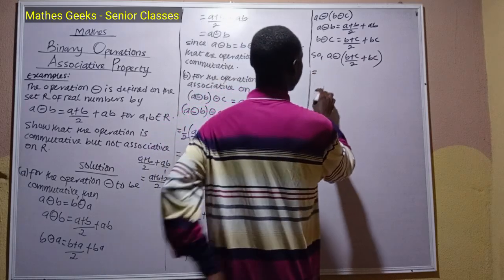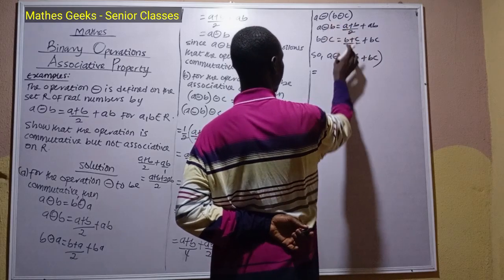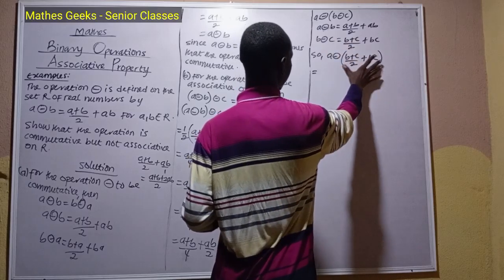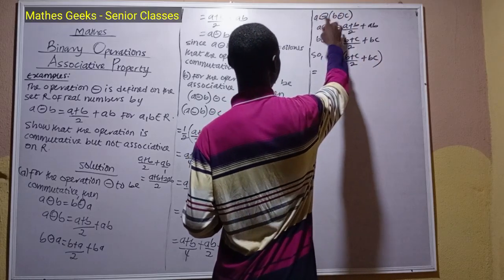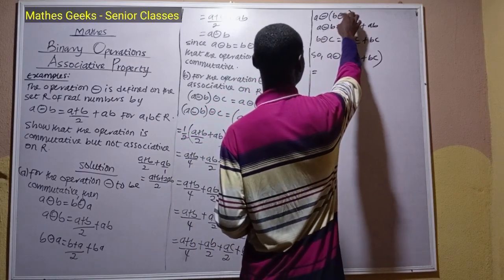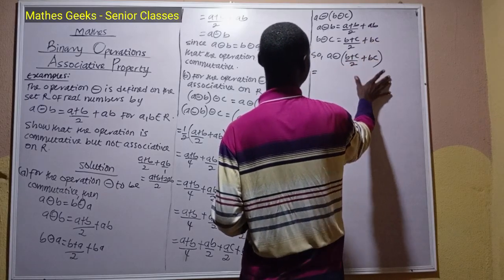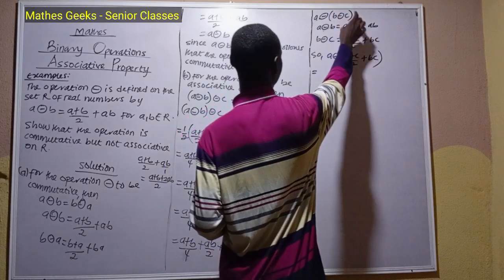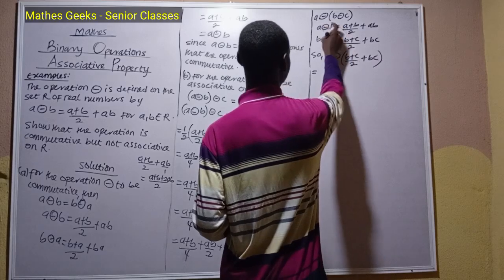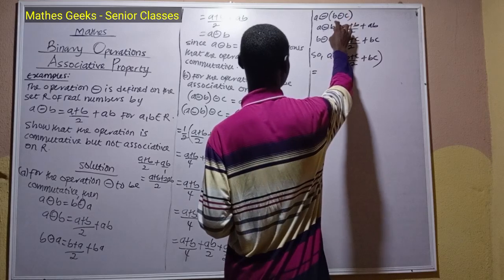This will be equal to, now if you go by general rule, A is A, B is this B operation C, which is this part. Anyway you have B in this expression, just put B operation C, which is B plus C over 2 plus BC. It's as simple as that. So let's go by what we have here. A operation B operation C, where B operation C is B.